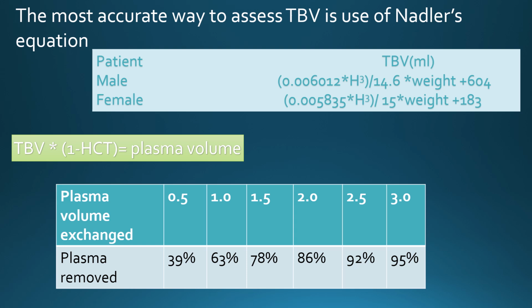There is another method of calculation: plasma volume equals TBV, that is total blood volume, times 1 minus HCT. Accordingly, we decide how much fluid needs to be exchanged. In the table below, if you go with 3 liters of exchange, you will be removing about 95% of the plasma. If you go with 1.5 liters of exchange, you will be removing about 78% of the plasma.